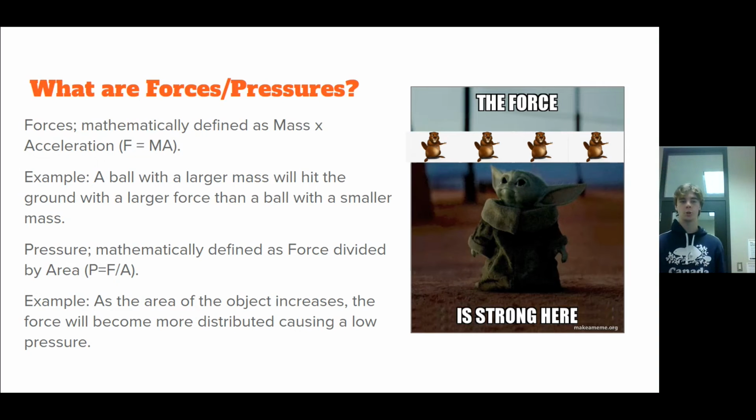Okay, what are forces and pressures? Forces are mathematically defined as mass times acceleration. An example of this is when a ball with a larger mass will hit the ground with a larger force than a ball with a smaller mass. Now moving on to pressure. Pressure is mathematically defined as force divided by area. An example of this is as the area of the object decreases, the force will become more concentrated, causing a high pressure, or as the area of the object increases, the force will become more distributed, causing a low pressure.